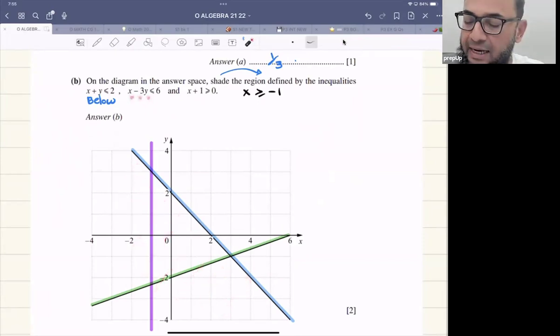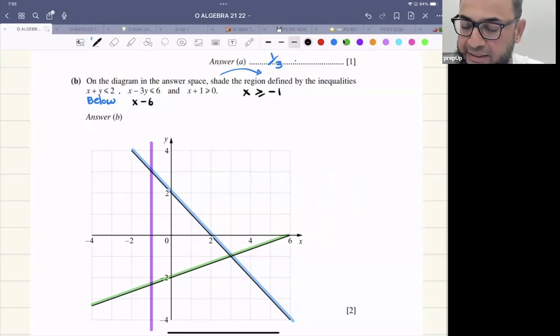x minus 3y is less than or equal to 6. In other words, if I make y the subject, because the coefficient of y is like this, so therefore x minus 6 is less than or equal to 3y. Now read it like this: 3y is greater than or equal to x minus 6. So this is a star equation.